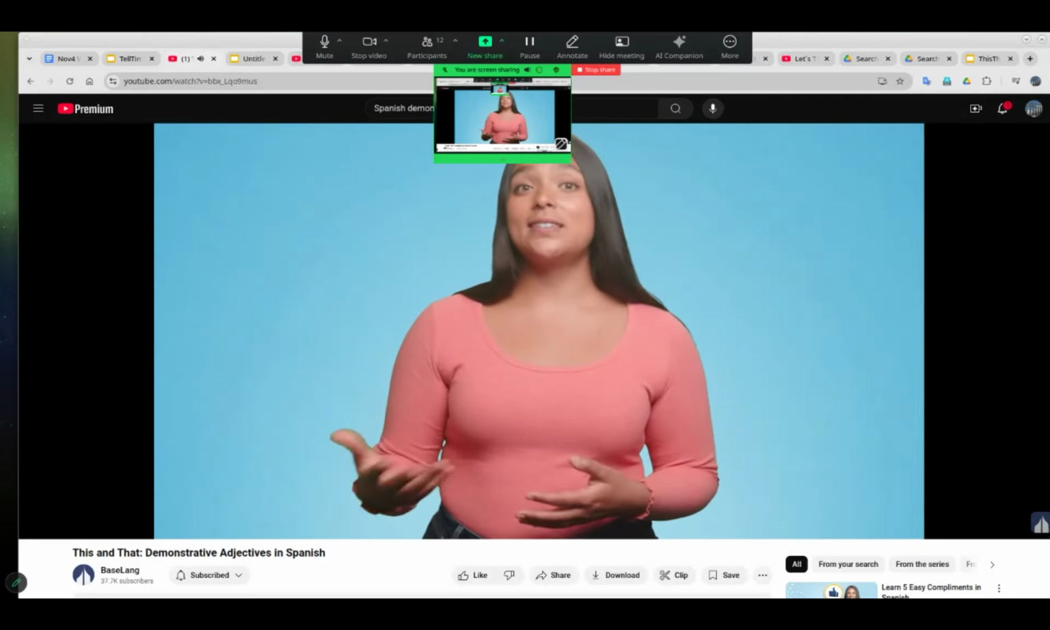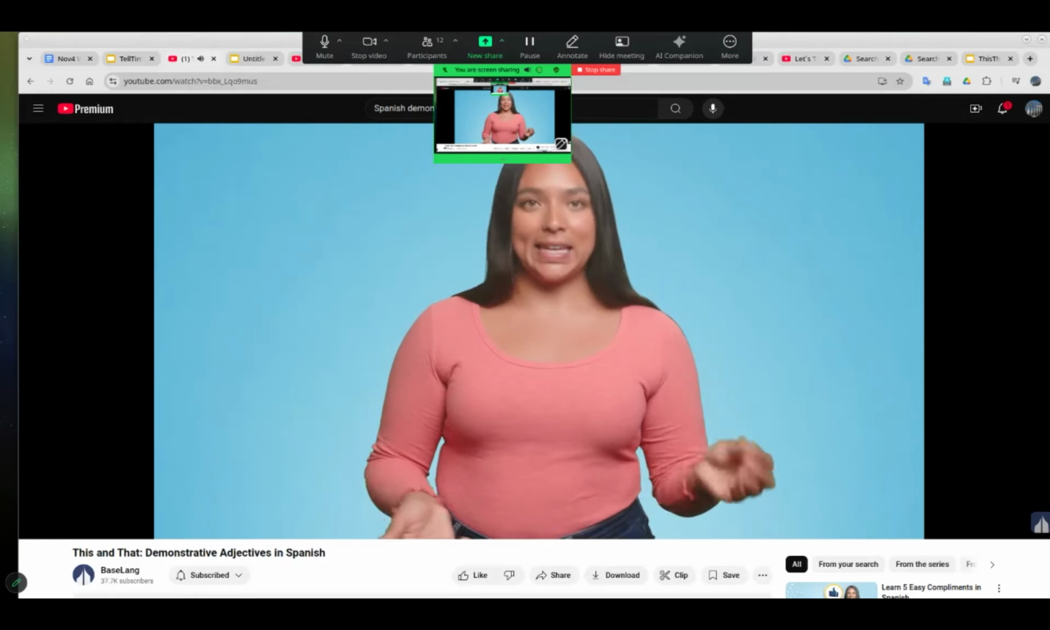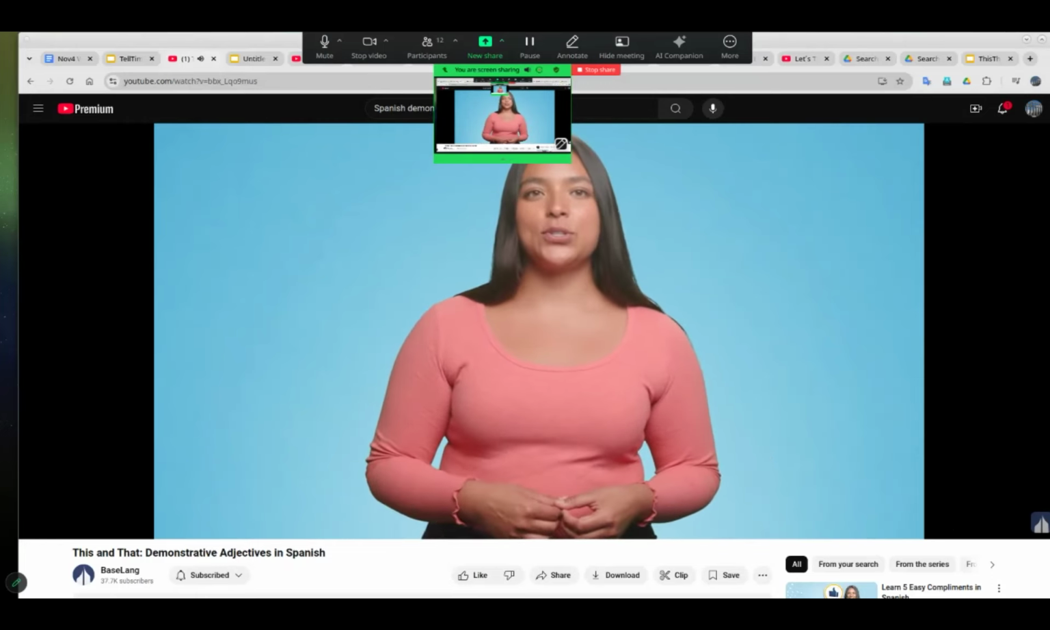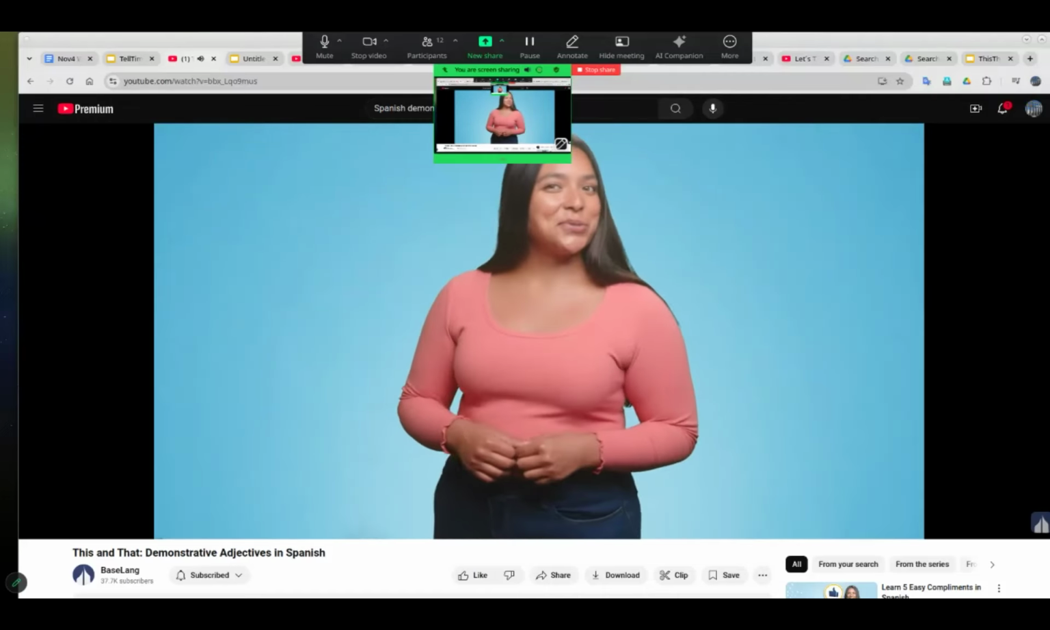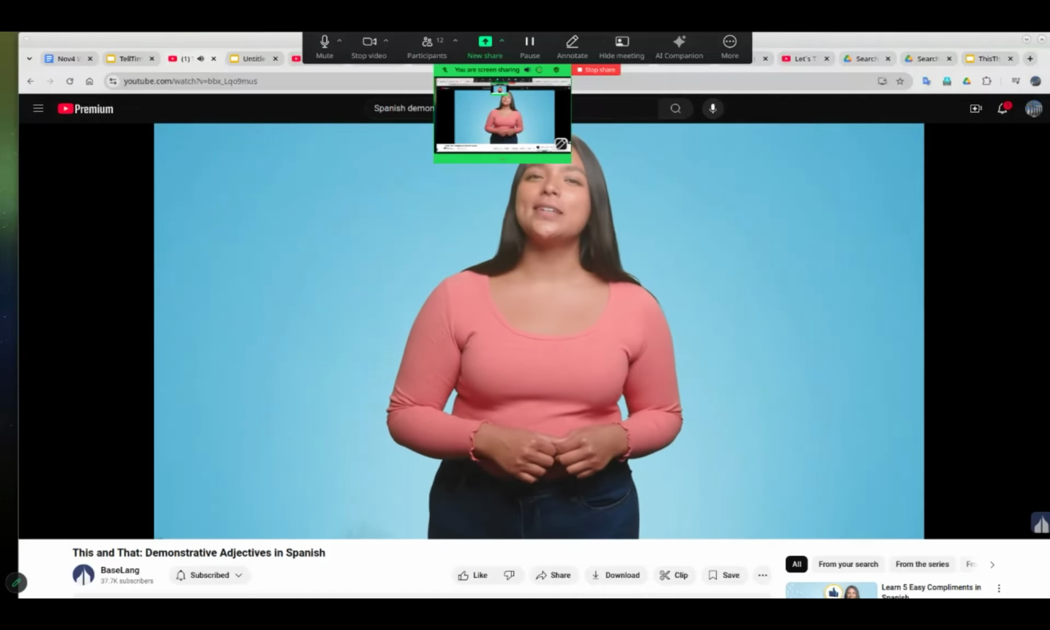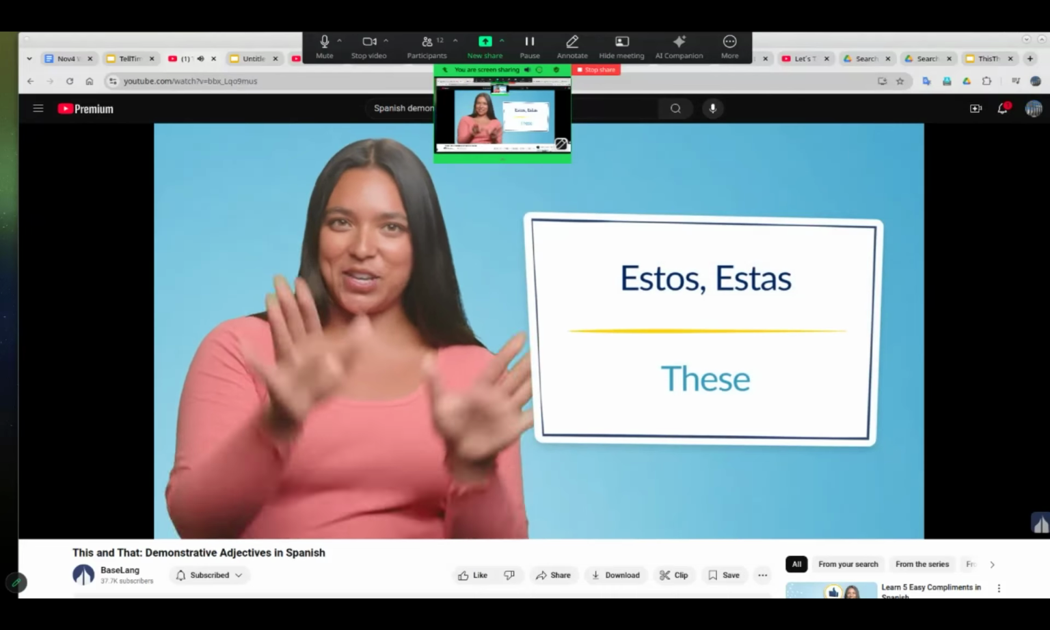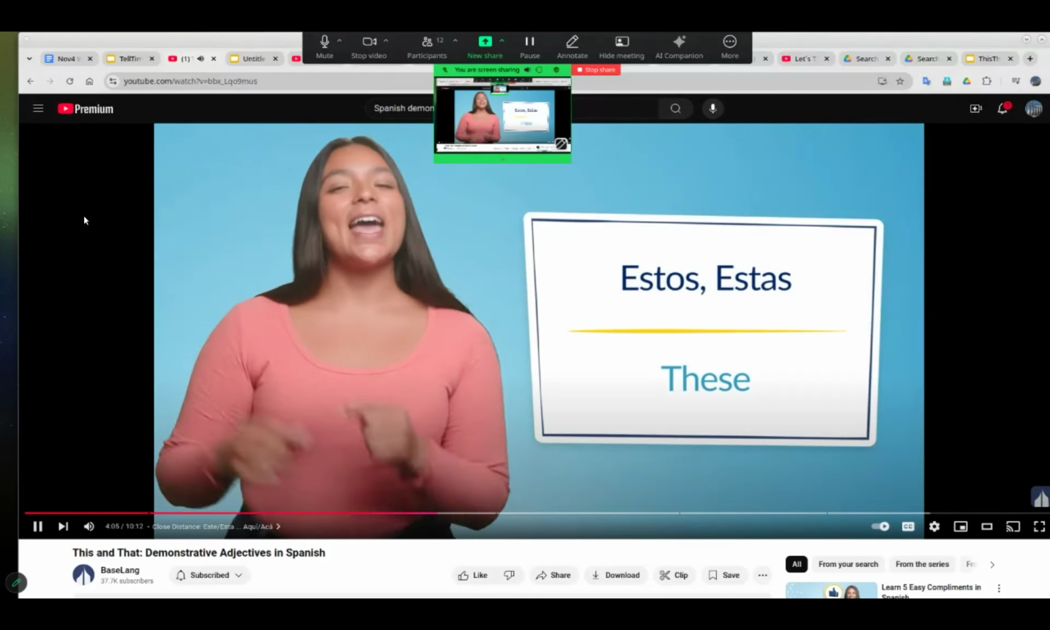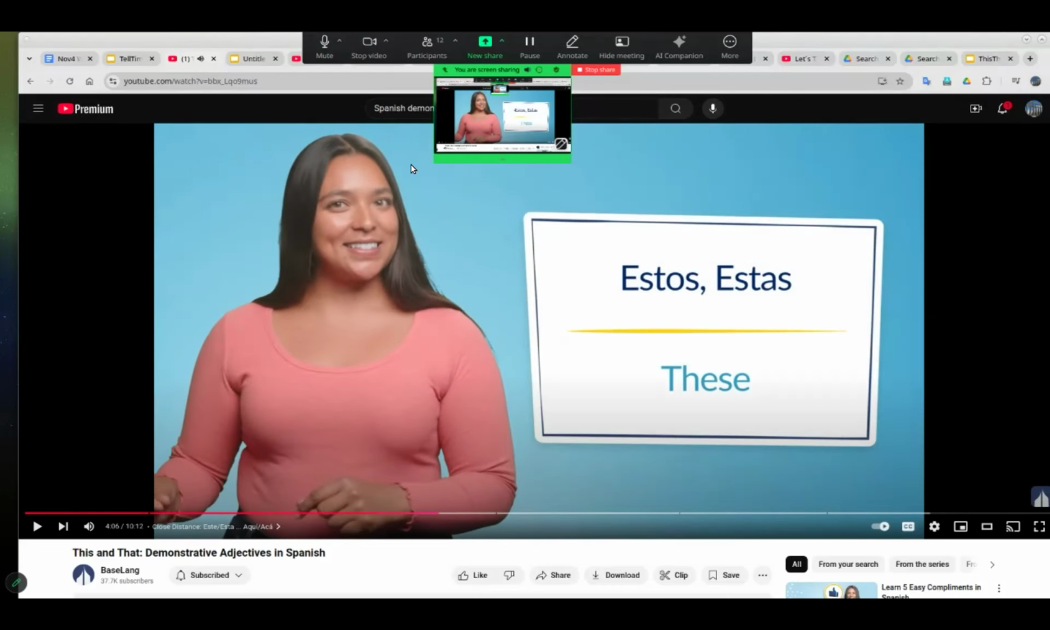So far, we've seen the singular forms of these words. Este and esta translate to this in English. Can you guess what their plural form translates to? If you guessed these, you'd be correct. Estos and estas. So look what happens. The O comes back for the masculine plural. So estos, yeah.